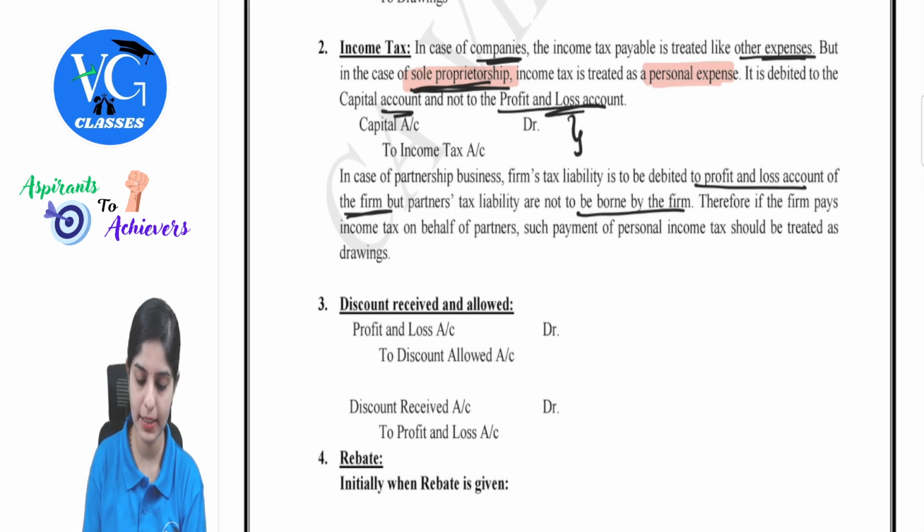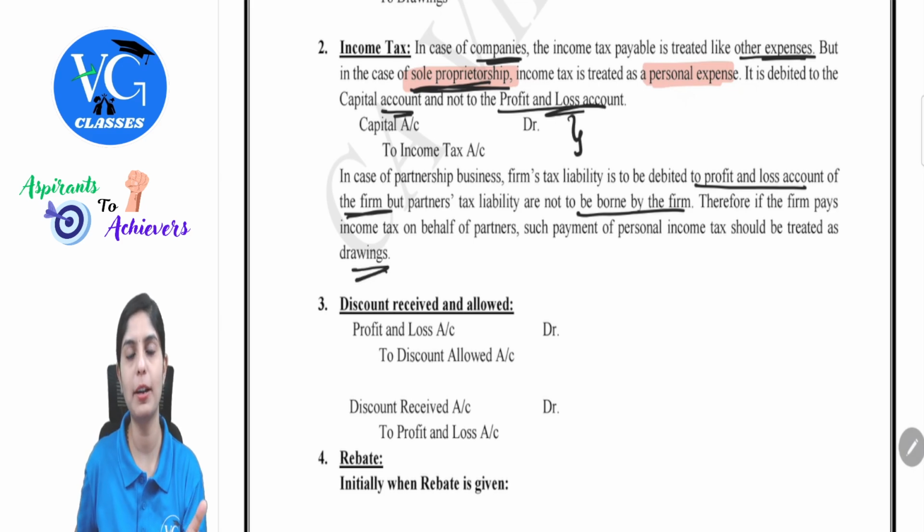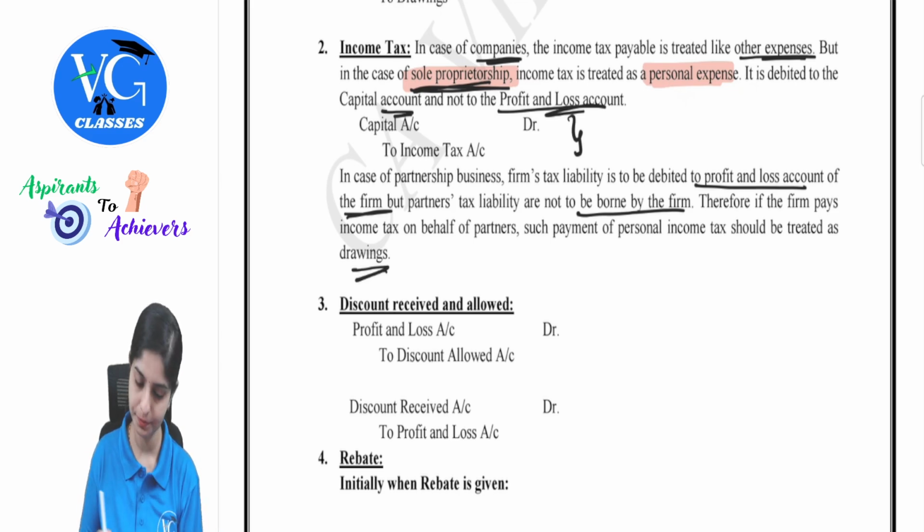Therefore, if the firm pays income tax on behalf of partners, such payment of personal tax should be treated as drawings. So they have given it completely from the point of view of a company, from the point of view of a sole proprietor, and from the point of view of a partnership firm. I hope each case has been properly understood.